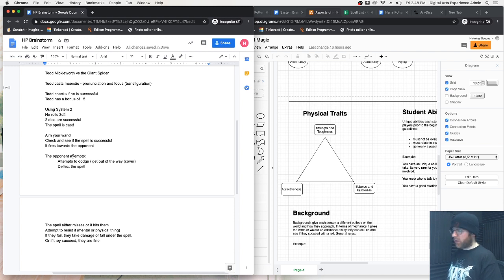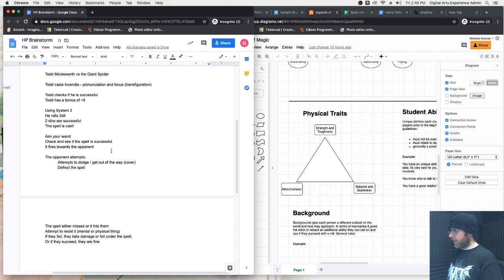This is tough. Let's see. So, aim your wand. I don't know. I would assume that if you're aiming your wand, you're already casting the spell, so you're kind of aiming your wand already, unless there is a specific trick shot you're trying to do. Then I don't think we should have the player aim or something.